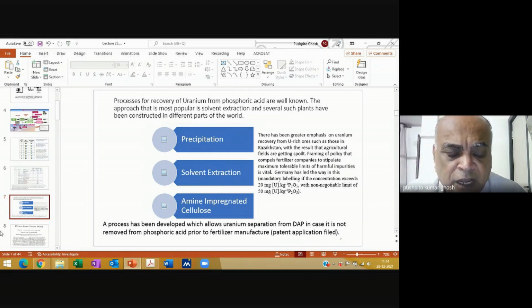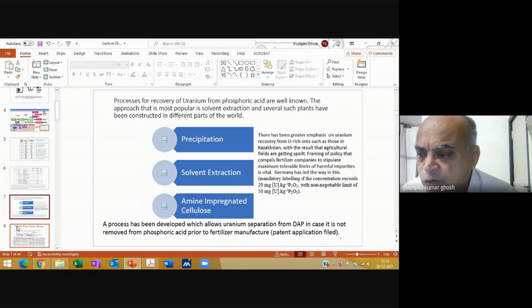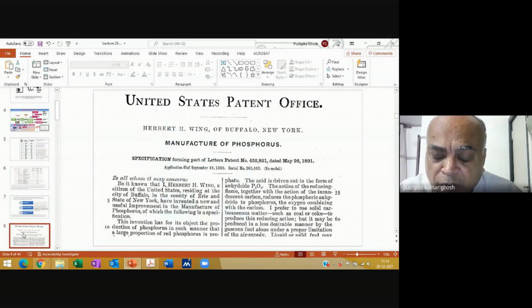So that's the kind of issue that you need to look at. What I've taught you till yesterday is what is known as the wet process phosphoric acid. Why wet process? Because we are using sulfuric acid and recovering phosphoric acid. Now, we know that phosphorus has many other applications.